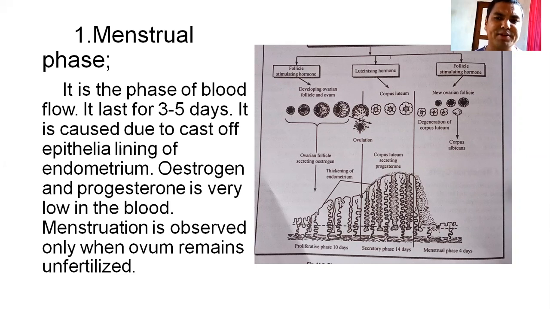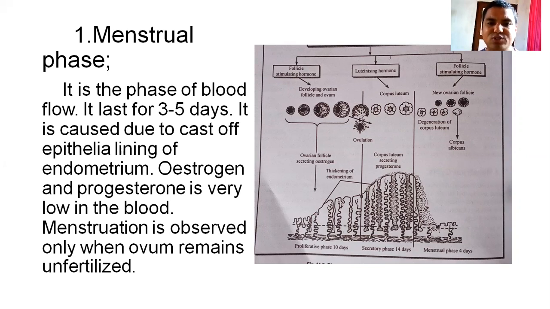That endometrium present inside the uterus is ruptured or cast off, and then we can see the menstrual phase. Estrogen and progesterone, these 2 female sex hormones, are very low in the blood. During this menstrual phase, these 2 hormones become very low, and as a result, menstrual flow occurs. Menstruation is observed only when the ovum remains unfertilized.